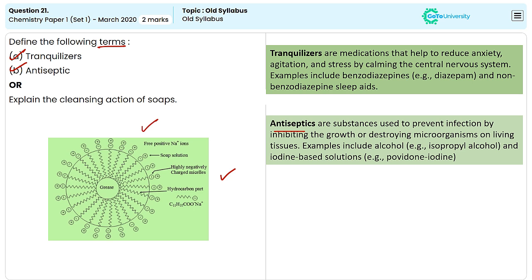In the process, soap molecules aggregate to form structures known as micelles. The hydrophobic tails of soap molecules cluster inward, trapping oil and grease, while the hydrophilic heads face outward, interacting with the surrounding water. The micelle encapsulates the oil or grease, making it soluble in water. So the given diagram represents the micelle formation which takes place during the cleaning action of soap.